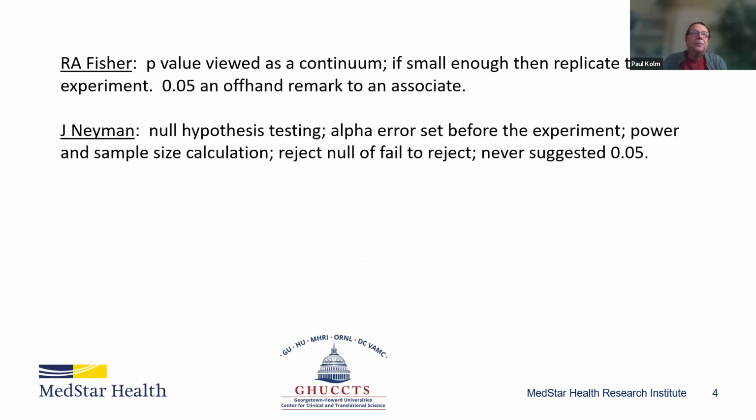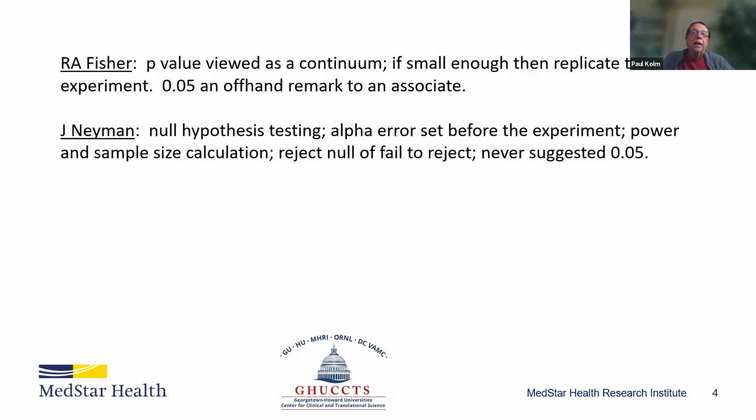So I want to take a look at this, going back to Fisher and Neyman. Fisher viewed the p-value as a continuum, and then if it was small enough, then he would take that as an indication that he could replicate the experiment again. And when asked by an associate what would be a small enough p-value, he just kind of mentioned 5% as an offhand remark. But as I'm sure we all know, that's kind of become a standard today, even though that's not what it was meant to be.